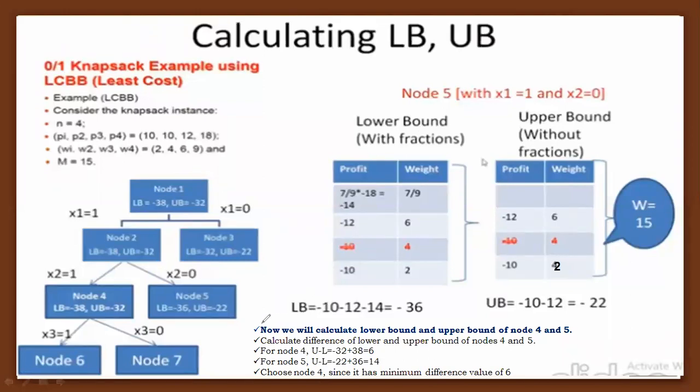Next, we need to calculate the lower bound and upper bound for node 5. So how to calculate the lower bound? Here, if you consider x2 equal to 0 (x2 equal to 1 we already discussed), what will happen if the item x2 is not to be selected?